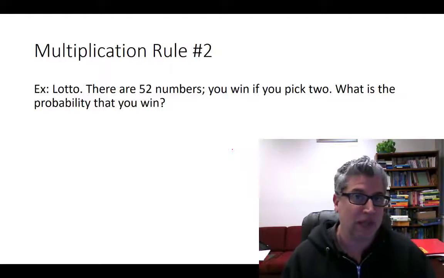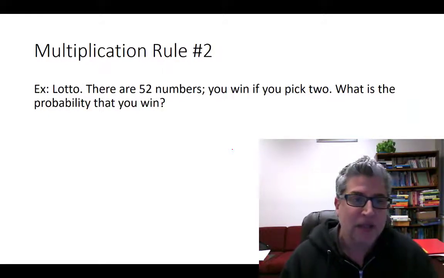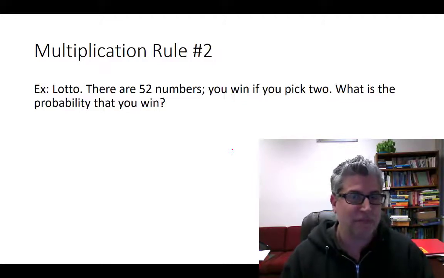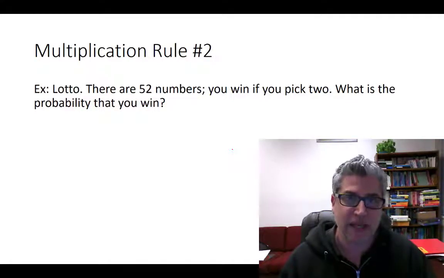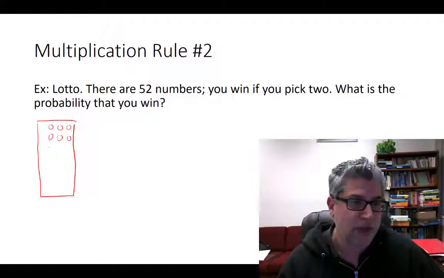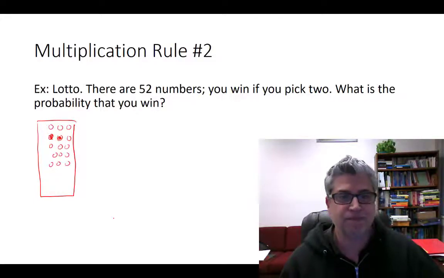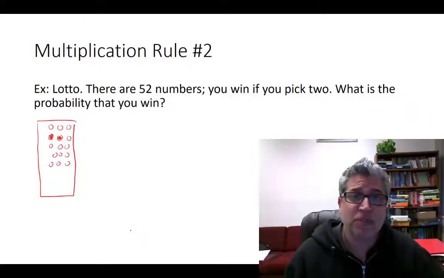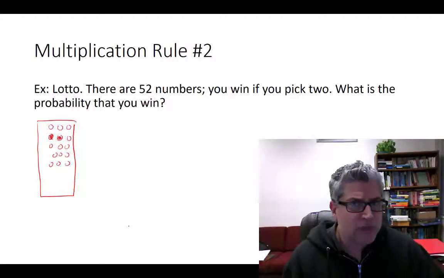Okay, so here's a simple Lotto type question. Let's say that there are 52 numbers. I picked that number for a reason. It's supposed to remind you of the last example. But you've got this giant scratch-off sheet with a bunch of numbers. There are 52 of them, and you have to bubble in two. Let's say you pick 4 and 5 out of all of these 52 options. Now, if you pick the right two numbers, you win the lotto. What are the chances of that?